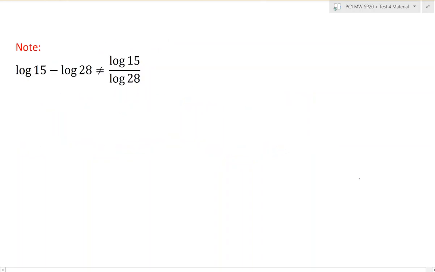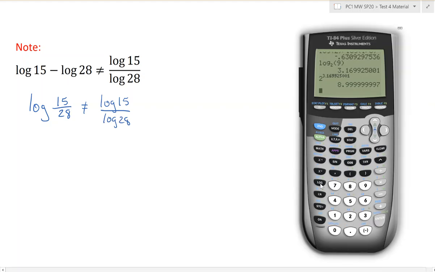And just a caution here, because students do tend to get this property mixed up with the change of base formula. Remember that the log of 15 minus the log of 28 can be written as the log of 15 over 28. The property says you can write the log one time and divide the argument. So that's how we do that. This is not the same as log of 15 over log of 28. And you can put that into your calculator to see that.